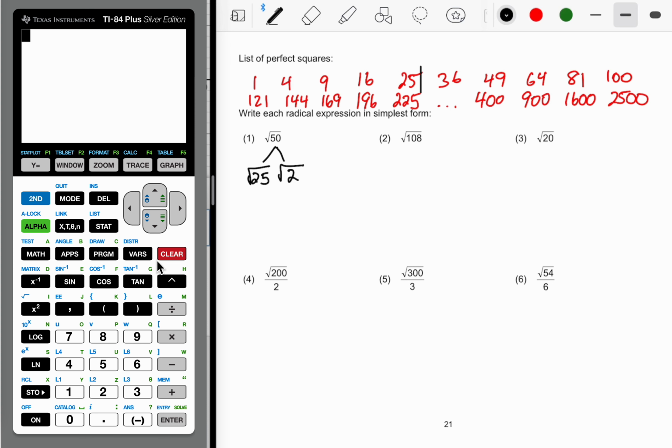Once you have the pair of values, one of which is a perfect square, you take the square root of that number, which is 5, and leave the other one alone, and now you have the simplest form.